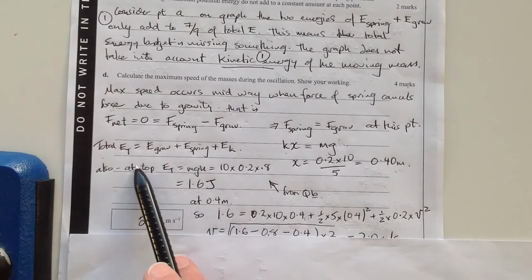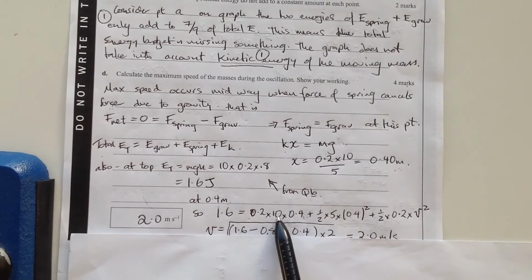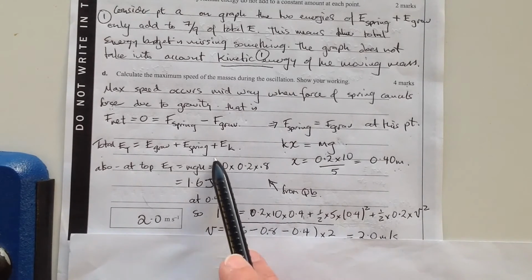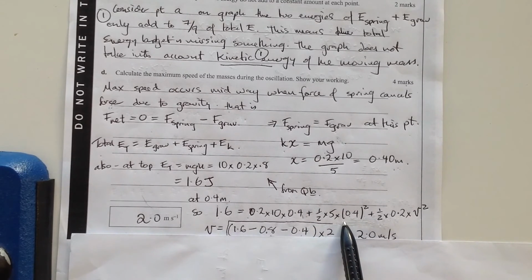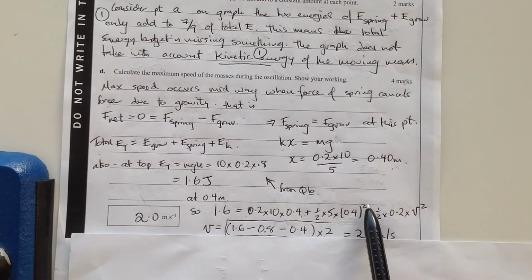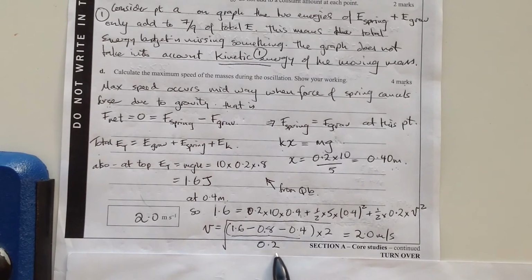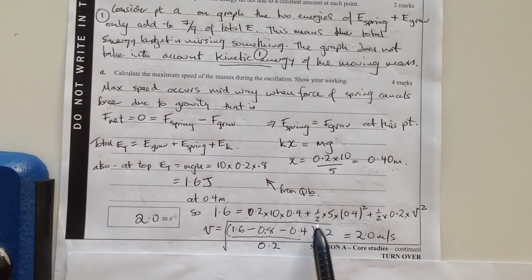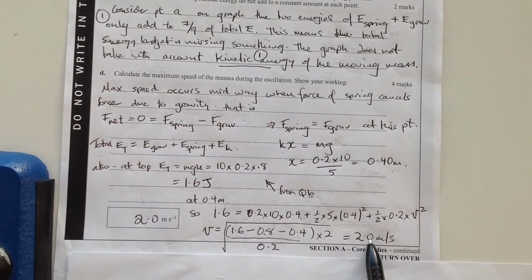So our 1.6 is our total energy, 0.2 times 10 times 0.4 is our m times g times h, and then the energy of the spring is a half times 5 times 0.4 squared, that's our half kx squared, and then the unknown is a half times 0.2 times v squared, and then we're going to rearrange all of that to solve for v, which is a little bit messy. This calculates out to 0.8, this calculates out to 0.4, that times 2 is this half that's been brought up to this side, and then the square root of the whole thing ended up being 2 metres per second.